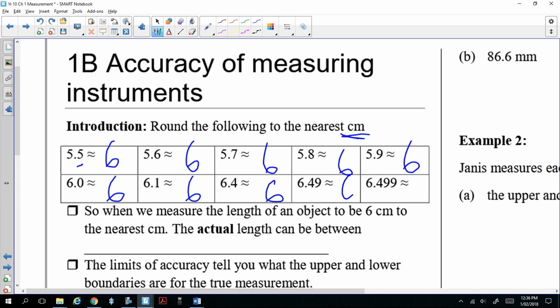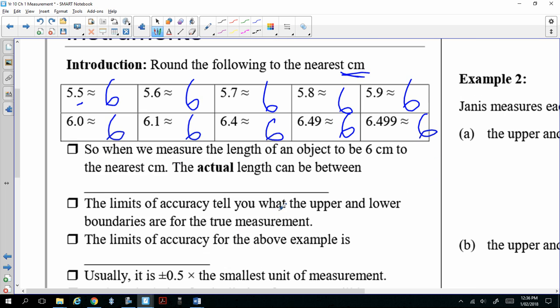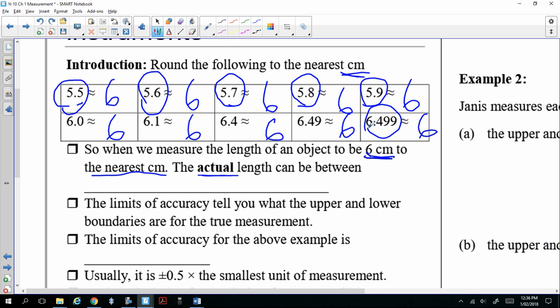Okay, now listen carefully. This part can be confusing. When we measure the length of an object to be 6 centimeters to the nearest centimeter, the actual length could be any of these numbers, isn't it? Because all these numbers round to 6. So the actual length could be 5.5, or 5.7, or 6.3, right?